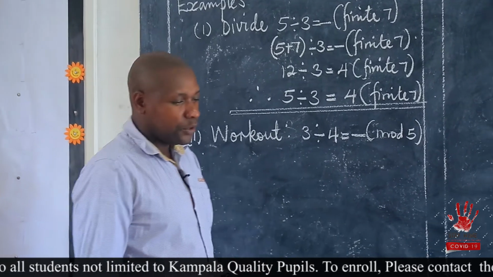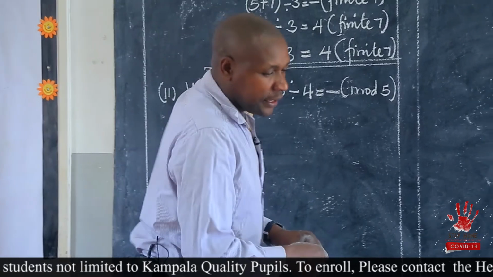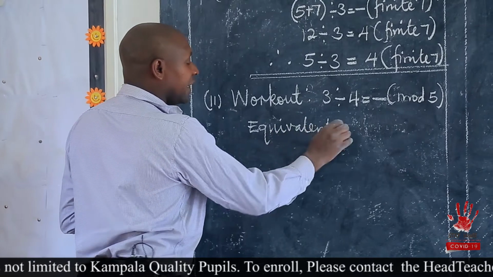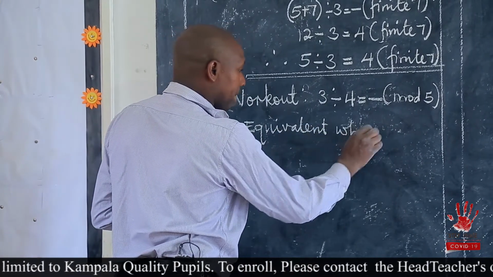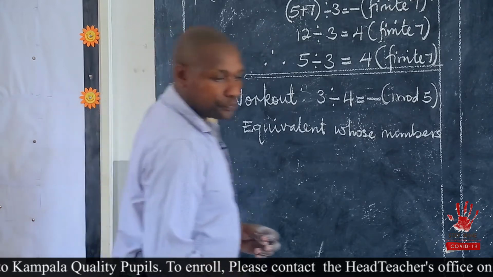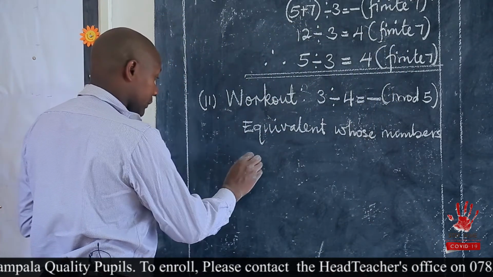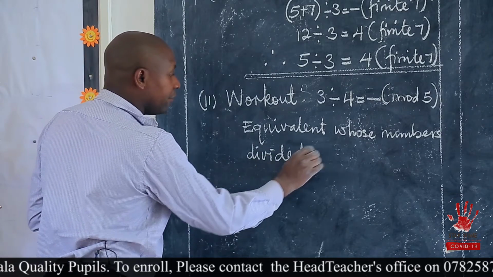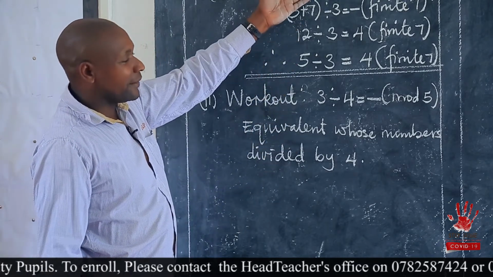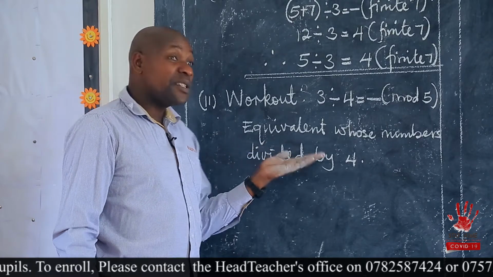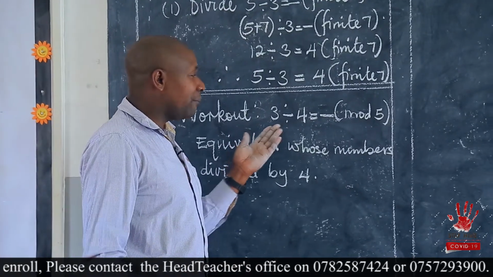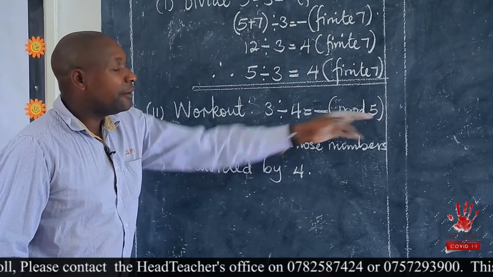Allow me this time to use a method which is called equivalent whole numbers. I'm using another method now. In this case, we will divide by 4. I'm not going to use the other method. Let me use the method using equivalent whole numbers. How is it done, my friend? If I'm to divide 3 by 4 equals dash mod 5.